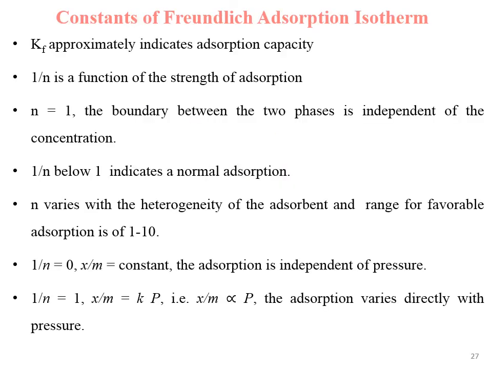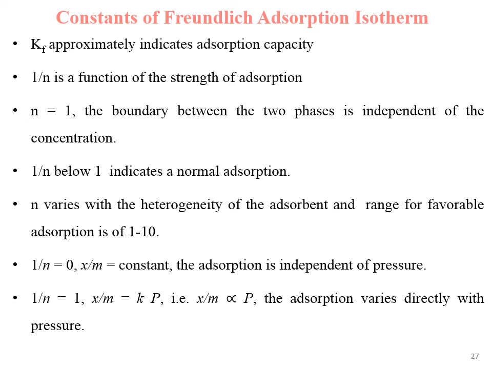The constants which have been used in Freundlich adsorption isotherm provide some useful information. For example, Kf approximately indicates adsorption capacity, and 1 over n is a function of the strength of adsorption. If n is equal to 1, the boundary between the two phases is independent of the concentration. And if 1 over n is below 1, it means जब हम n को 1 पे डिवाइड करते हैं तो आंसर उसका अगर 1 से कम आता है, then it indicates a normal adsorption process.